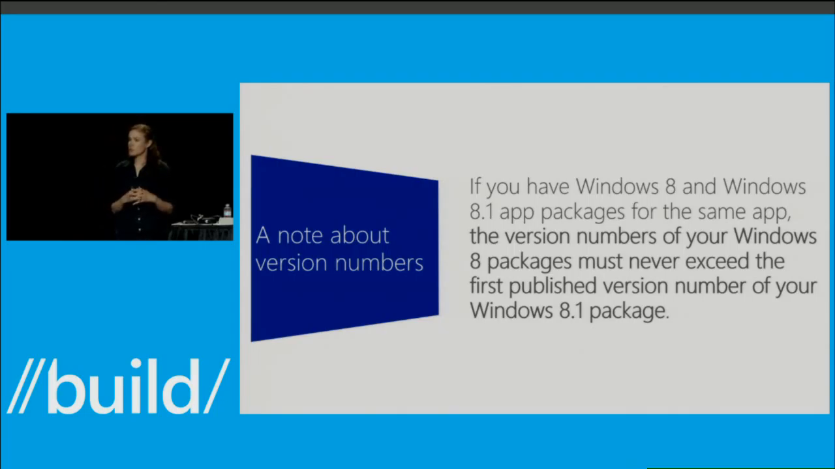If you use the tools, they will take care of this for you. However, if you decide to change your version number manually, this is something you're going to want to think about. You don't want to have version 2.0.0.0 of both your Windows 8 app and your Windows 8.1 app with the same name.